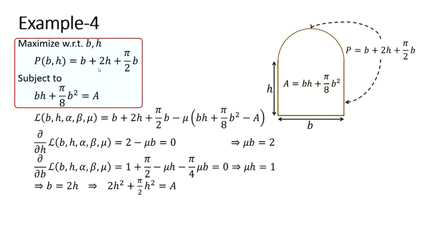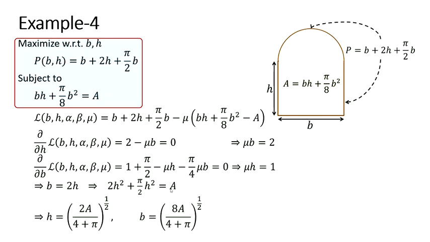Friends, look at this problem now. Since we know that the ratio of b to h is 2:1, now it becomes easily solvable, right? Twice h square plus pi over 2 h square equals a. Whence h equals this, just solve this, and b equals this. And they involve squares. We know that we have to take positive values only. This is the solution.